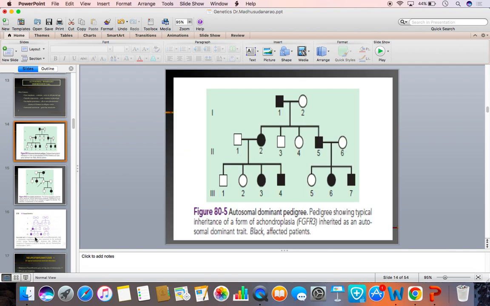Then look at this picture. This is the pattern that is seen in autosomal dominant inheritance. One of the parents has the disease. In every generation, there are one or two members affected. There is vertical transmission. Here, out of 4 children, 2 children are affected in the second generation. That is the reason why there is a 50% risk for the children to be affected.